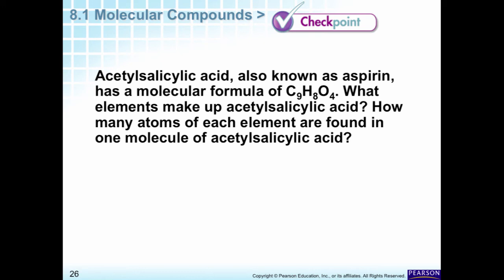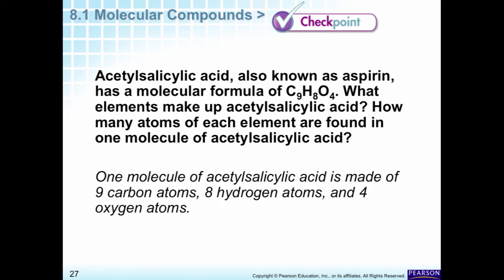Acetylsalicylic acid, say that 3 times fast, is the fancy name for aspirin. And there's this molecular formula, C9H8O8. What elements make up acetylsalicylic acid? How many of each type of element are there in a molecule? So I'm going to ask you 2 questions on Play Pause It, and then you can take that. Here comes the question, and we'll be back with the answer.